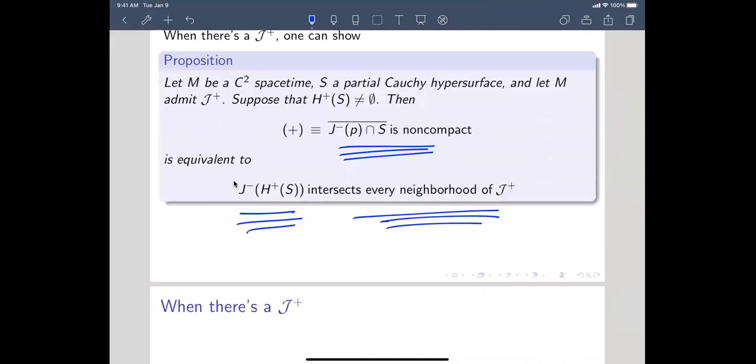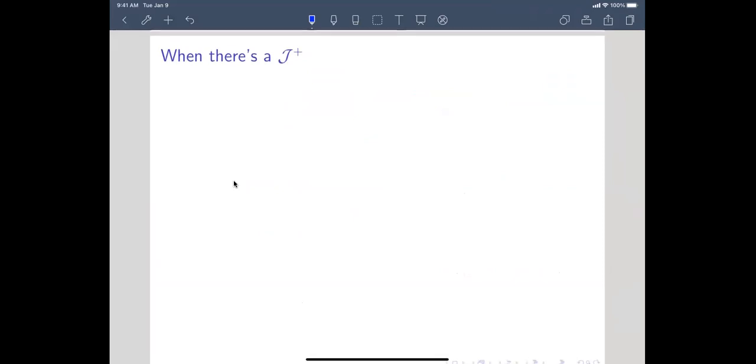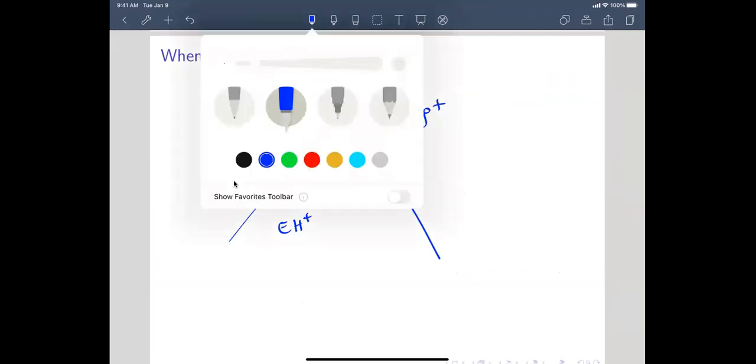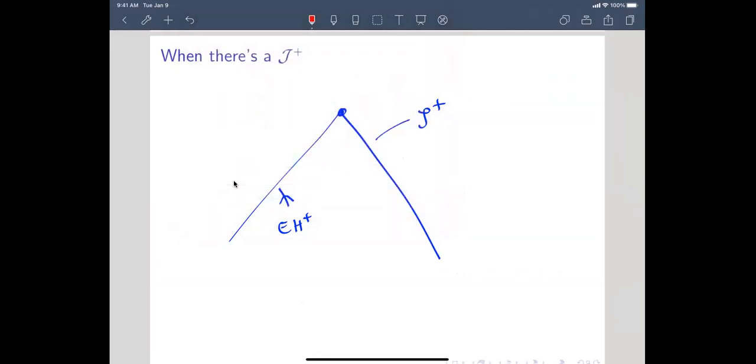Let me draw a picture. When there is a scri plus and there is an event horizon, we have something like this. Event horizon. Ramesh, I know you have to go, so I'll try and rush through this. Okay, so in Schwarzschild, what happens is that you have a spacelike singularity like this, as you know. Okay, forget Schwarzschild for now. In Kerr or in Reissner-Nordström, you have a Cauchy horizon, and then you can extend it beyond, right? You have an extension, this you know.